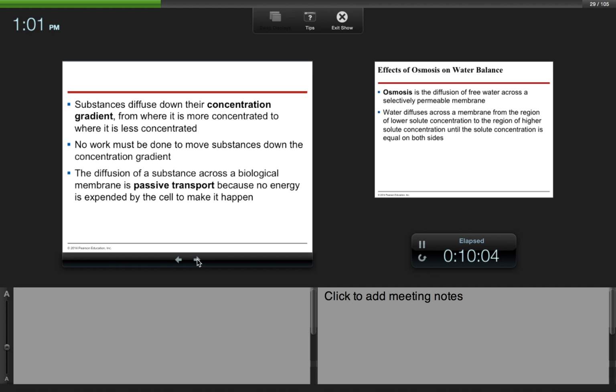Substances diffuse down their concentration gradient from where they are more highly concentrated to where they are less concentrated. No work must be done to move substances down their concentration gradient. The diffusion of a substance across a biological membrane is passive transport because no energy is used to make that happen.